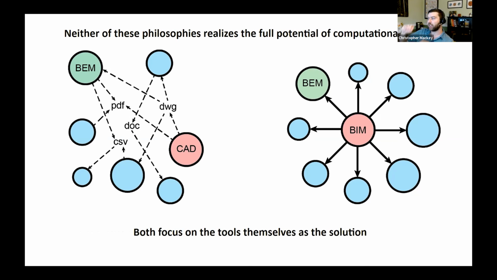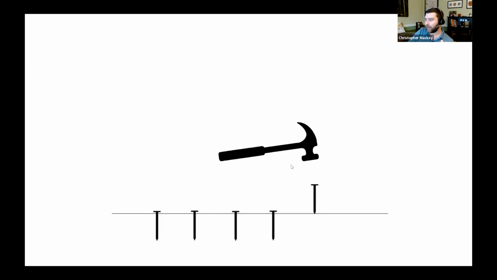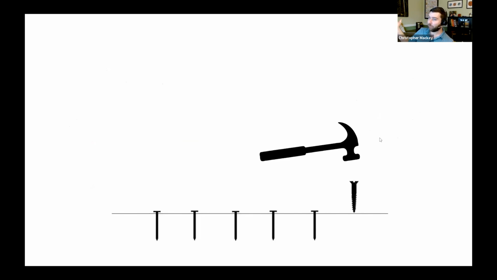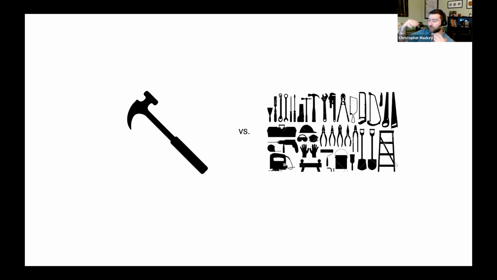So if neither of these philosophies reach the full potential of computational design, and both of them are focusing on individual tools themselves as a solution, our take is that instead of having a singular tool to solve your problem, we're not selling you just one singular well-crafted hammer. Hammers are great as long as all your problems are a nail. But suppose you have a problem that is a screw, you may be screwed, to put it not so lightly. You can try to use the hammer to fix the situation, but our philosophy is that what you really want for this case is a tool kit.